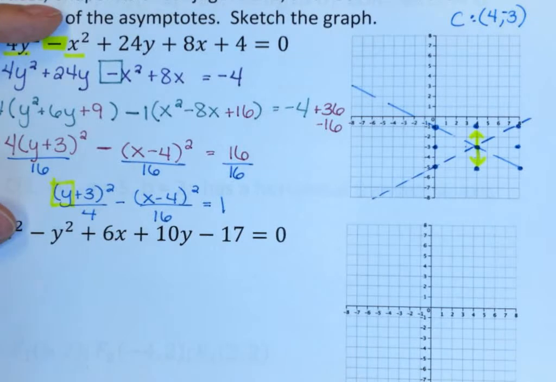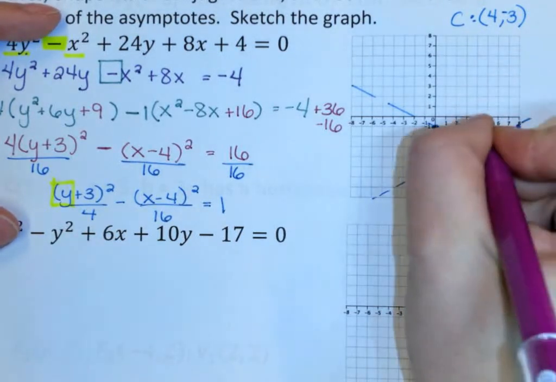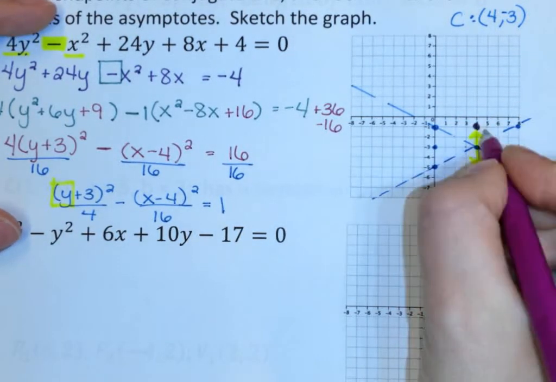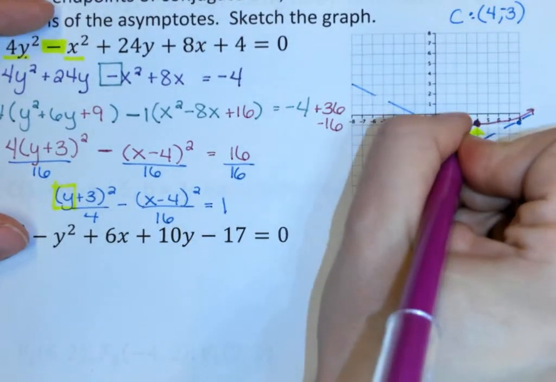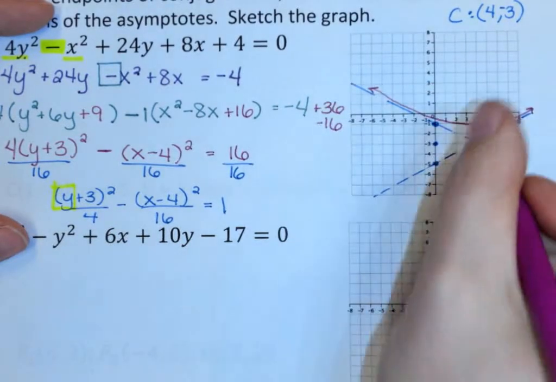Now we've already stated the graph is going to open up and down. So my vertex, and again, you have to touch that vertex. It goes through that point, not just close to it. You get close to the asymptotes.